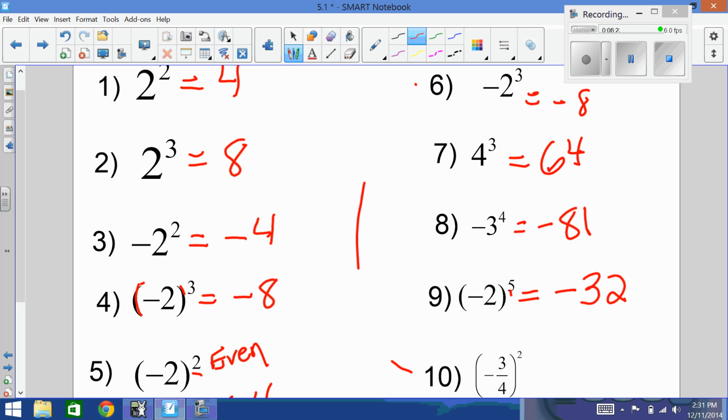And the last one, I have a negative on the inside. The exponent is even, so my answer is going to be positive. So now I got 3/4, and I've got to square it. So that's 3/4 times 3/4. Or in other words, that's 3 squared over 4 squared, which is 9 over 16. Okay.